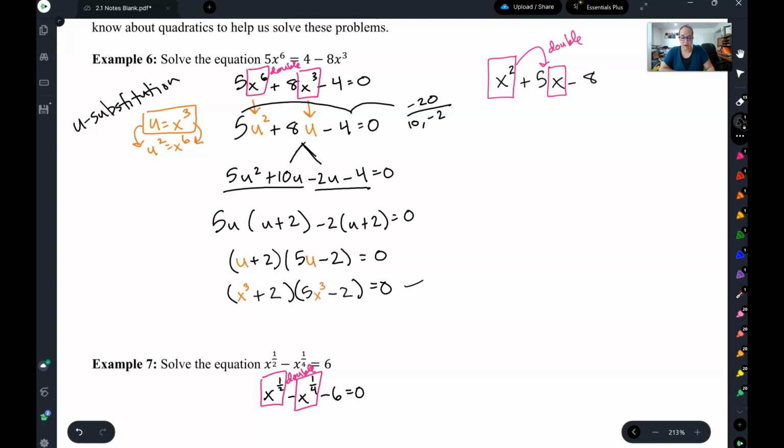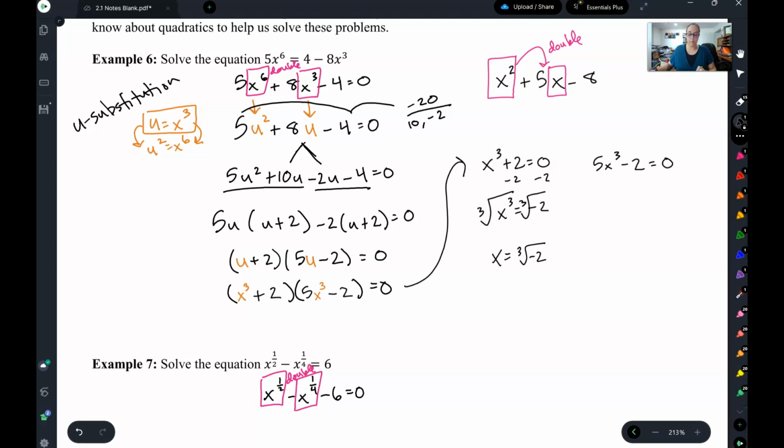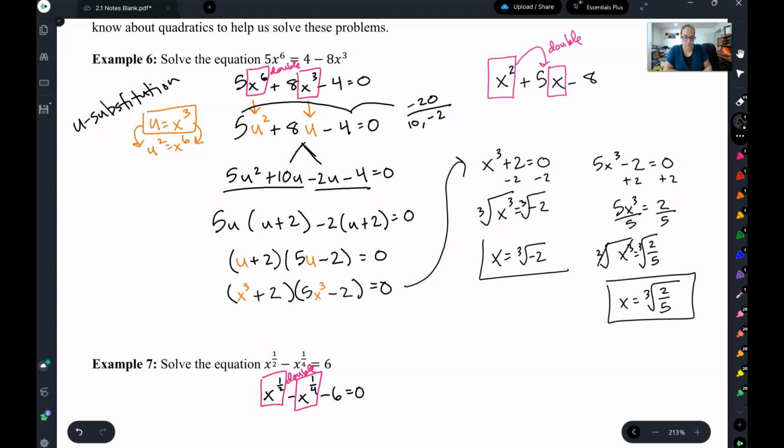Now that I have it all factored out, I can do my last step of always setting them individually equal to 0. So I get x equals the cube root of negative 2. And remember, we can cube root negatives, we just can't square root, or I should say even root, negatives. And then I go to solve the other one. So I get x is the cube root of 2/5. So those are my two answers.